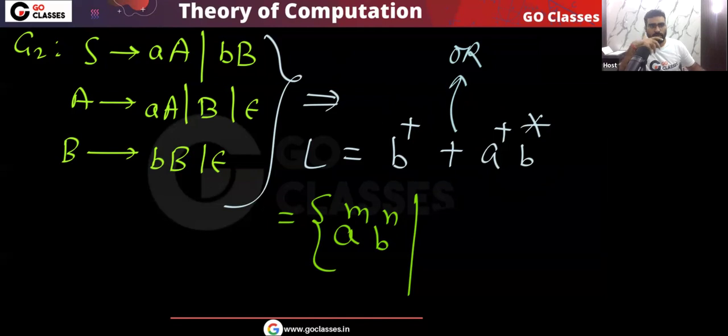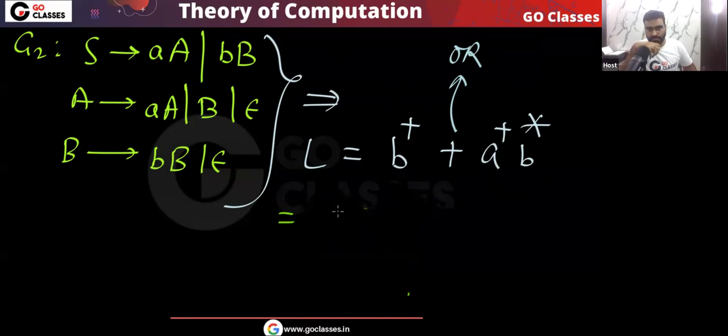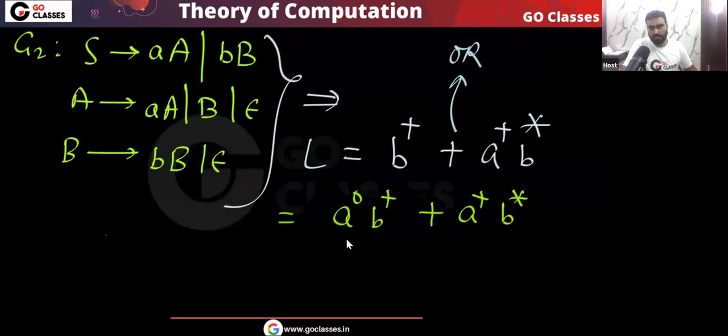So what can I write? Let's write both of them in the form of a star b star type. So can I say, can I write a power 0 b plus, can I write like this? Or a plus b star? Okay. Is this clear?